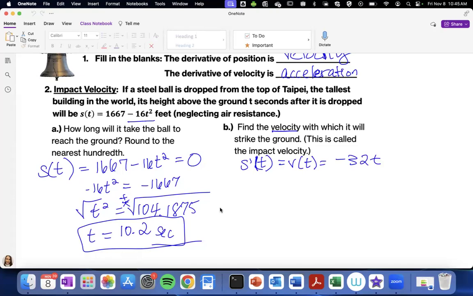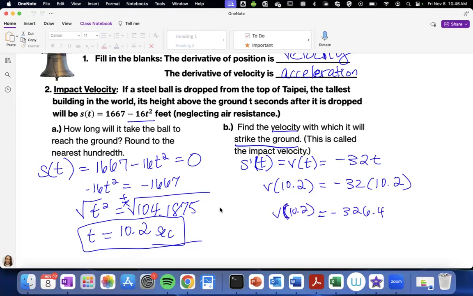And then I want to find the velocity when it strikes the ground, right? So what do I got to plug in? 10.2 in for t, right? So it hits the ground at 10.2 seconds. So I'm going to find v of 10.2. So negative 32 times 10.2. Calculator. And you get negative 326.4.